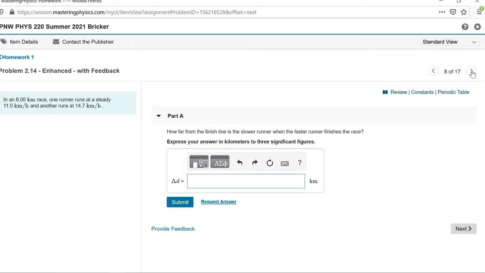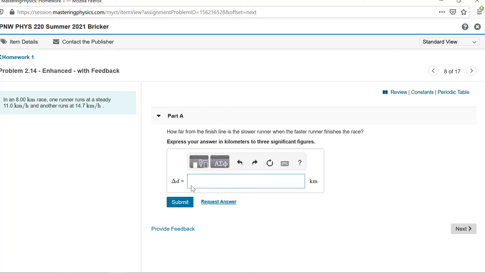These are in Chapter 2 now already. In an 8-kilometer race, one runner runs steady at 11 kilometers per hour. Another runs at 14.7 kilometers per hour. How far from the finish line is the slower runner when the faster runner finishes the race?